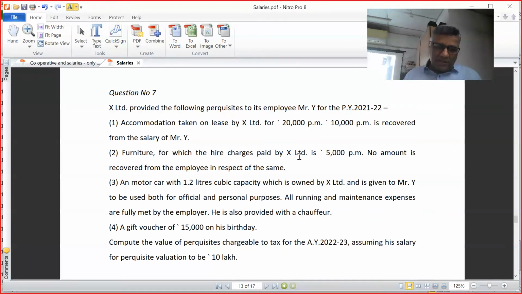for official and personal purpose. All expenses, including driver's salary, are met. Gift voucher 15,000 on his birthday. Compute the perquisite value to tax, assuming that the salary is 10 lakhs. Go ahead.